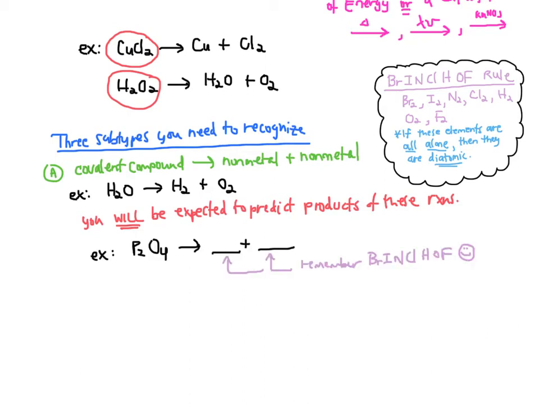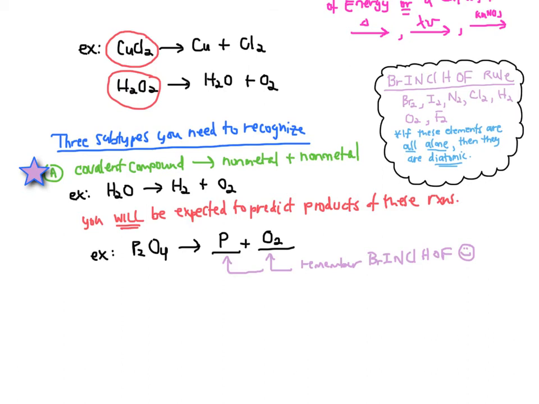So for example, you might have something like P2O4. You know this is a decomposition reaction because you only have one reactant, and I might ask you to predict the products of that. Well, you know it's going to be phosphorus and oxygen. Now, the only thing you need to remember is Brinkelhoff. So phosphorus is not part of Brinkelhoff, but oxygen is, so you just need to make sure you put that O2. So we'll go ahead and star that because you will need to know how to predict the products of a reaction like that.